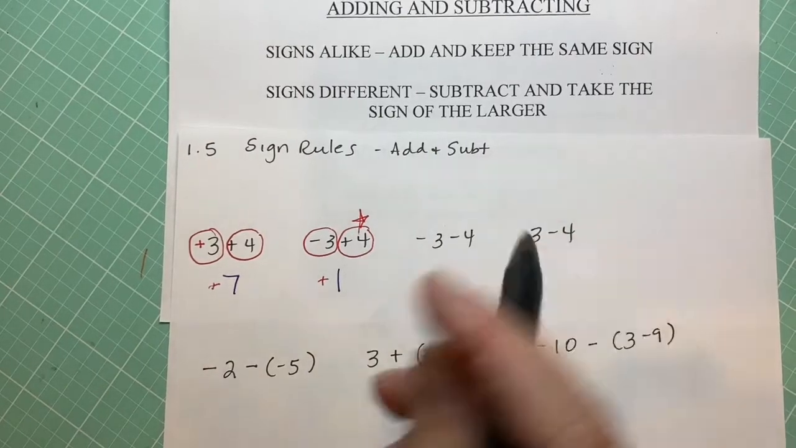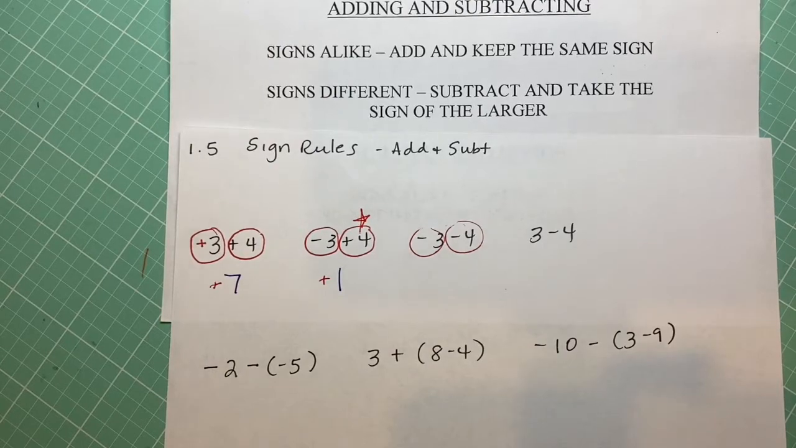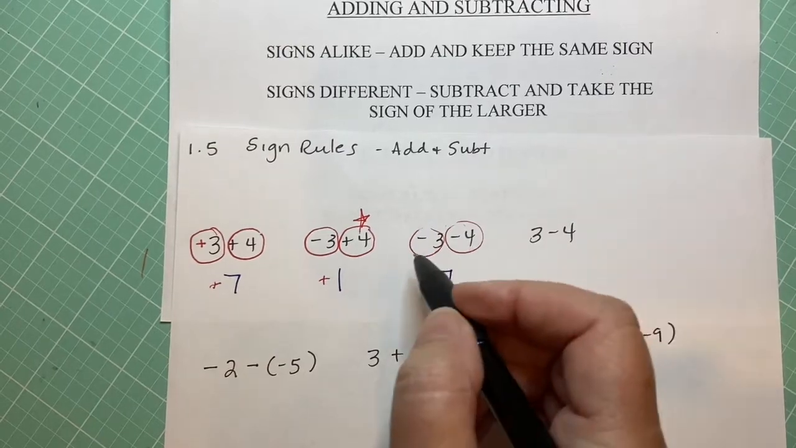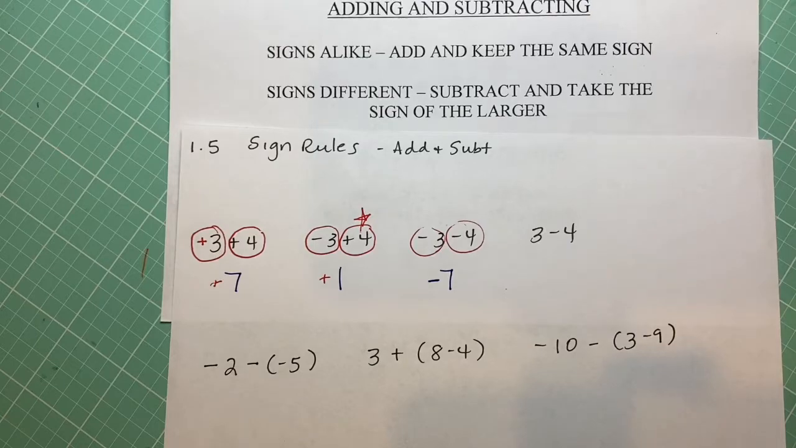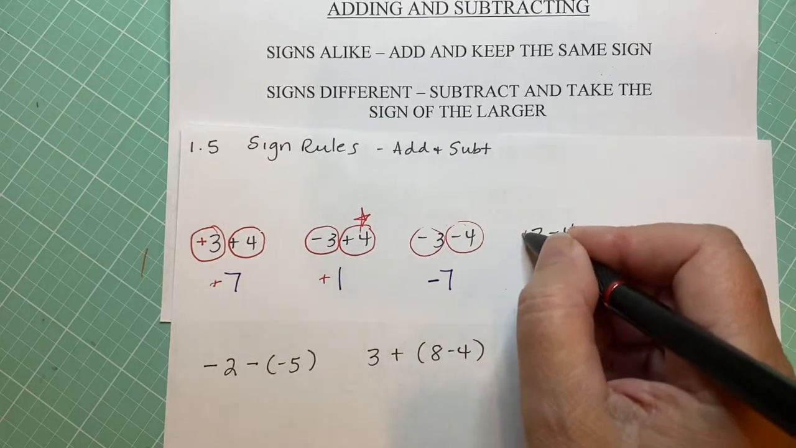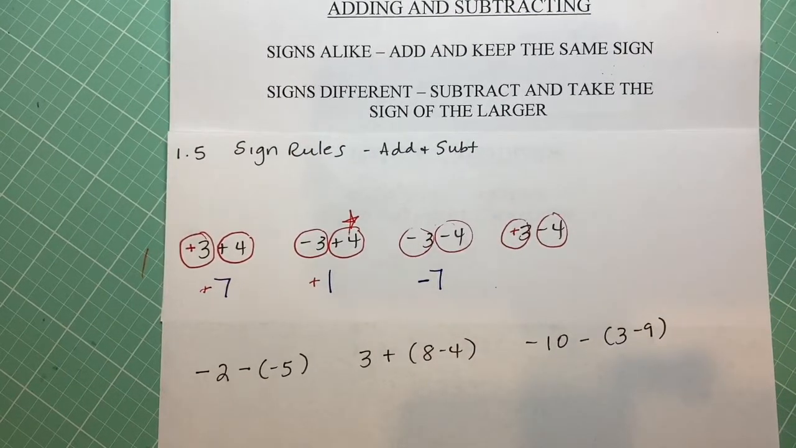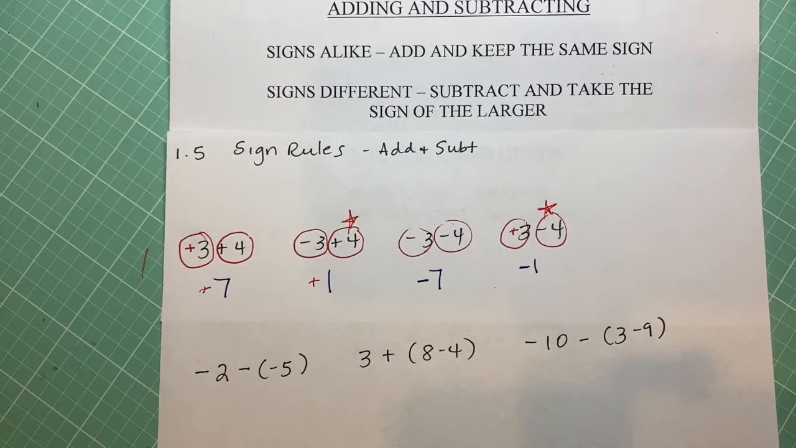This next one, this is a -3 and a -4. They're both negative, so we say the signs are alike. So we add 3 plus 4 is 7 and keep the same sign. They were both negative, so it just stays a negative. And then this next one, this is like a +3 and a -4. So we look at those and say the signs are different, so we're going to subtract them. 4 minus 3 is 1. But you take the sign of the larger. Do you see the 4 is the larger digit and it's negative, so the answer for this one's going to be negative. So those are all those combinations.